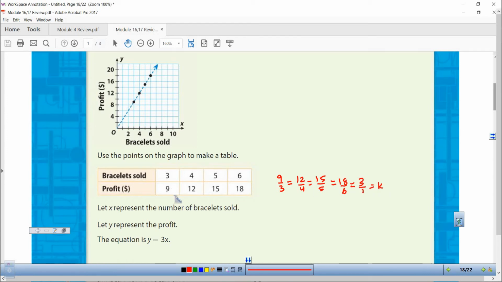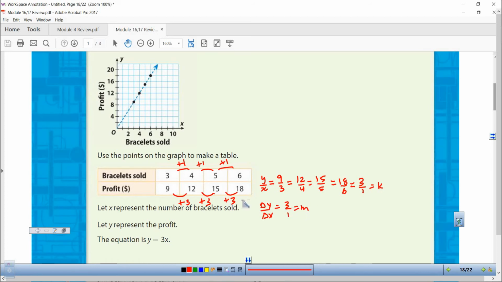Now, slope is the change in y over the change in x. And you could see this goes up by 3 when this one goes up by 1. This one goes up by 3 when this one goes up by 1. This one goes up by 3 when this one goes up by 1. All right, so this is y divided by x is k, and the change in y over the change in x for all of these was 3 over 1, which is m.